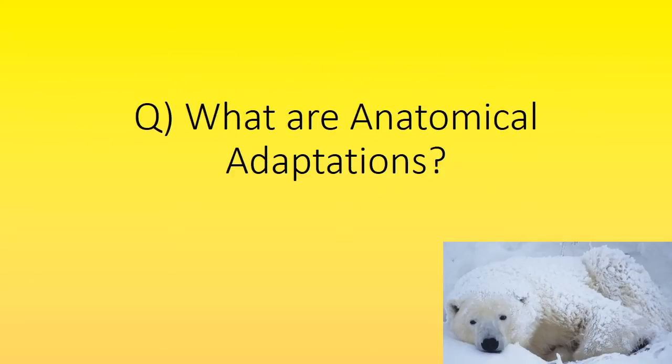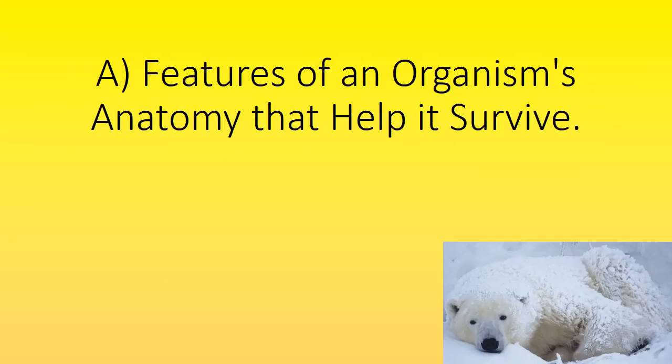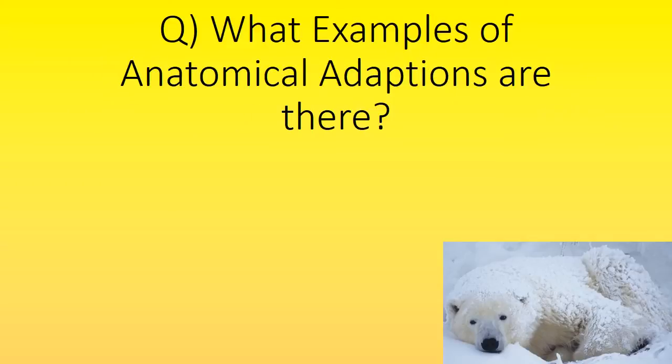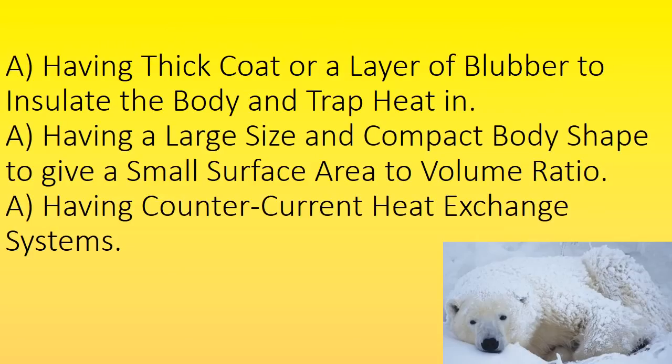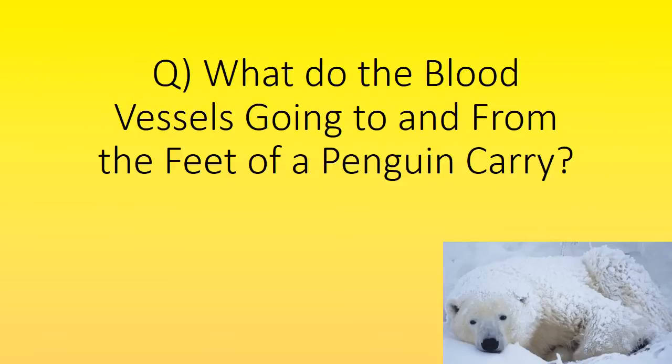What are anatomical adaptations? Features of an organism's anatomy that help it survive. What examples of anatomical adaptations are there? Having a thick coat or a layer of blubber to insulate the body and trap heat in. Having a large size and compact body shape to give a small surface area to volume ratio. Having counter-current heat exchange systems.